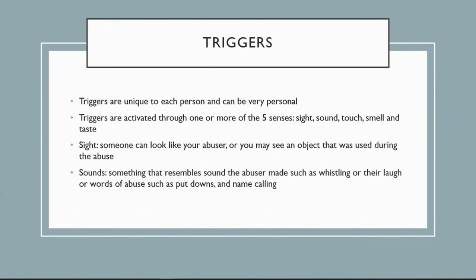Sight. Someone can look like your abuser, or you may see an object that was used during the abuse. Sounds. Something that resembles sound the abuser made, such as whistling or their laugh, or words of abuse, such as put-downs and name-calling.